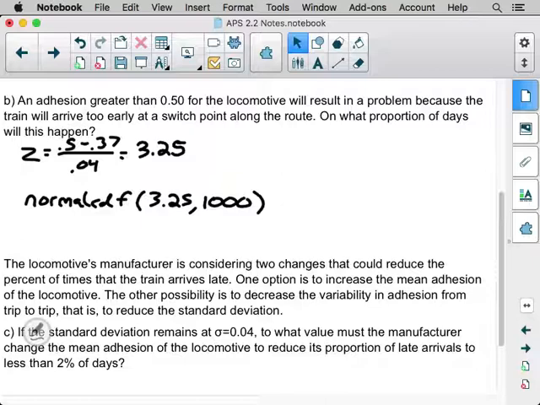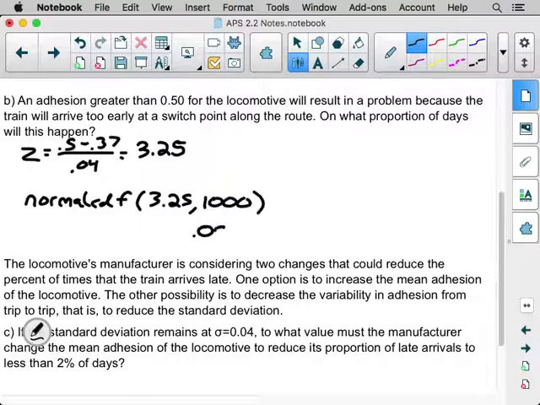So really here, what we're talking about is 0.000577, right? We're talking about a very small proportion of times it'll get there too early, which is probably a good thing. If it gets to the switch point too early, aren't you talking about possibly crashing into a different train? Wouldn't that be really bad? So it's probably a good thing that this is obscenely small because we don't want this happening.